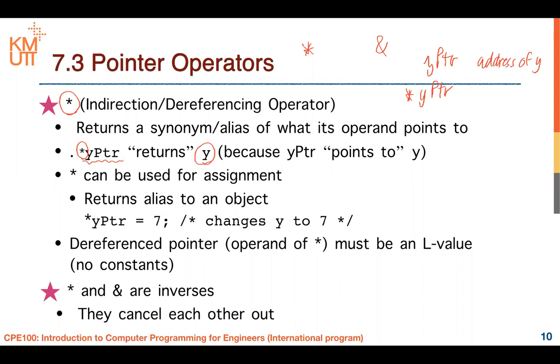when you use this one to the pointer, you will get the value of something that is at this address. We call this process dereferencing, but when you use asterisk to the pointer, you will get the value.